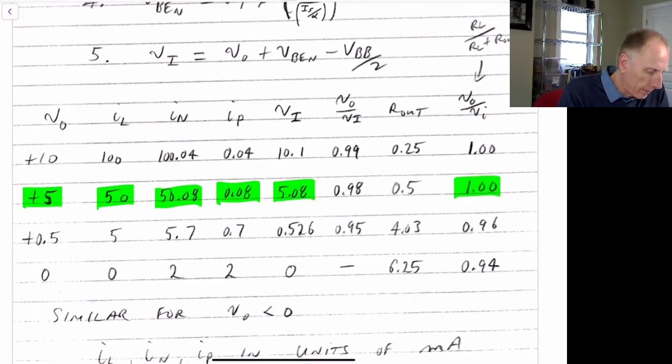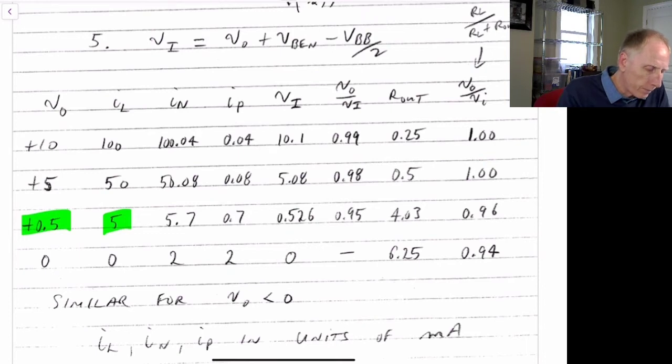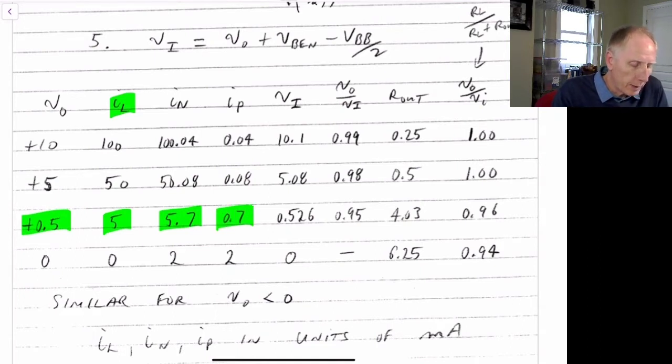Finally, we can get an even smaller output voltage of 0.5 volts. In this case, our output load current, I sub L, will be 5 milliamps. The NPN transistor is 5.7 milliamps, so almost a little more than 10% more current than our I sub L. The PNP transistor now has 0.7 milliamps.